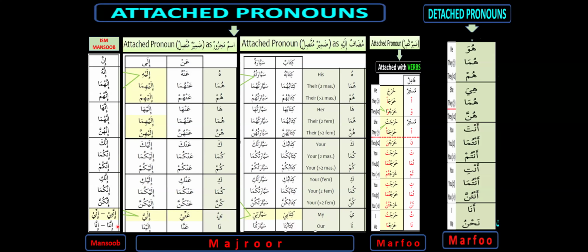So Zaid can be Zaidun, Zaidan, Zaidin. Likewise, when I use the "hu" pronoun, I should be able to use it for mansub, majroor, and marfu. But with this pronoun, coming from this list that we have seen in previous lessons and levels, if I want to use it for Zaid in the majroor situation, I want to say his book, I will say kitabuhu.